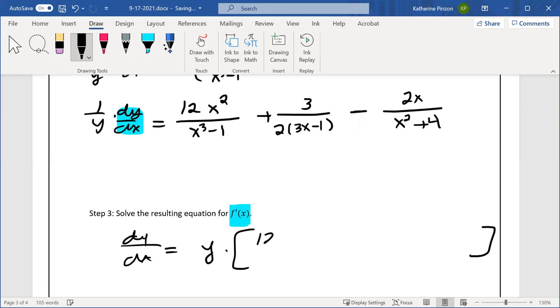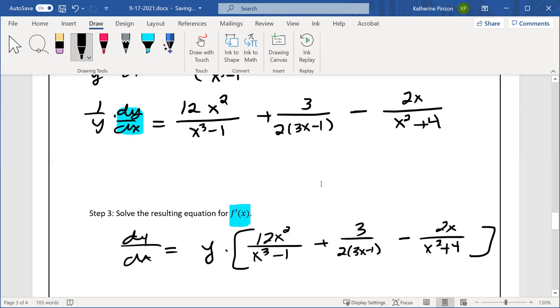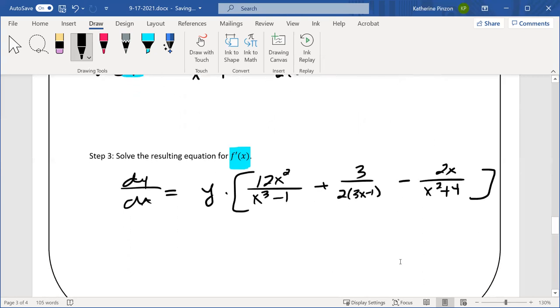I'm gonna write down all that stuff again. 12x squared over x cubed minus 1 plus 3 over 2 times 3x minus 1 minus 2x over x squared plus 4. So we could be done, right?